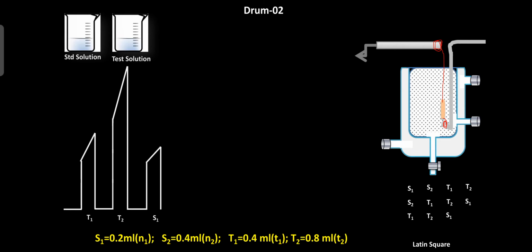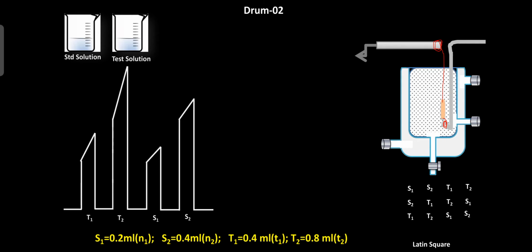After the washing period, record the baseline for 30 seconds. Then add 0.4 ml of standard solution and record responses due to additions of 0.4 ml of standard solution for 30 seconds. After 30 seconds, stop the drum and change the thyroid solution. After the washing period, record the baseline. Then go for the set 4 responses according to the Latin square.